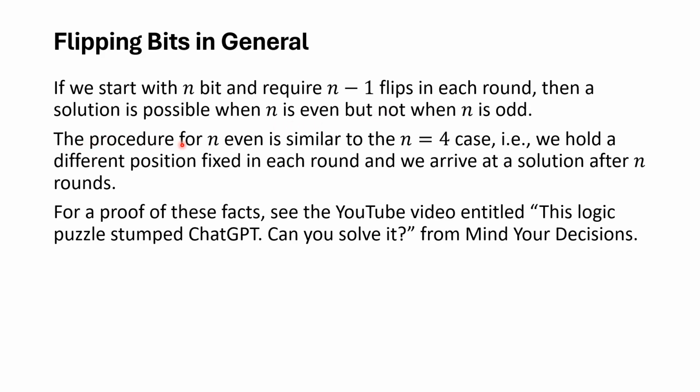So the procedure for n even is similar to what we did for the case n equals 4. On each round, we hold one of the bits fixed, and then we shift the other ones from 1 to 0 or 0 to 1. And we do that for each bit position. So it takes n steps to do that. You might want to try it for n equals 6, the next possible case that has a solution.